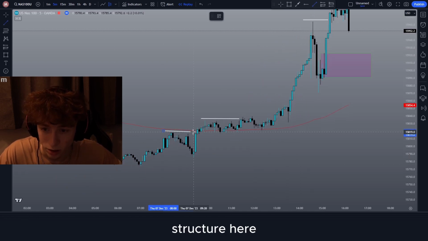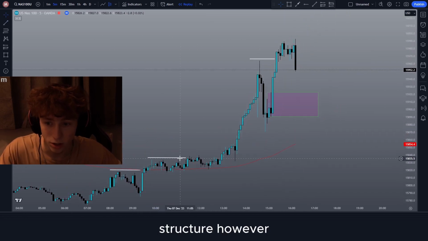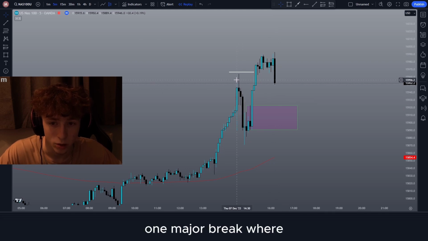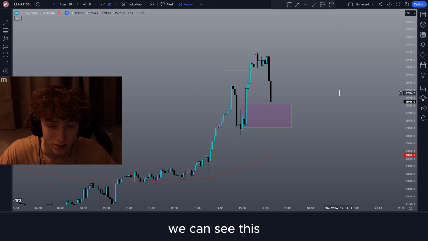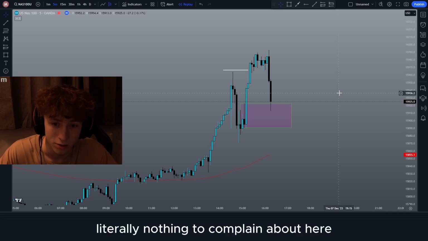Another minor break of structure here. You can see we're consistently breaking structure. However, I like to see one major break where you can clearly see that we're still on an uptrend. And then let's go a few candles ahead. We can see this beautiful rejection, literally nothing to complain about here.